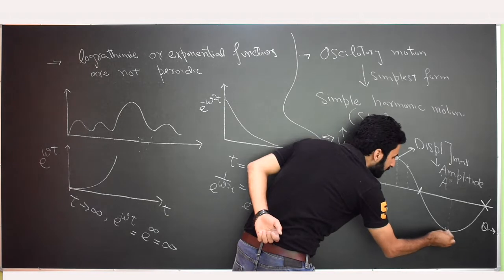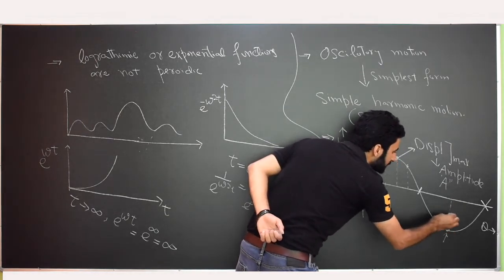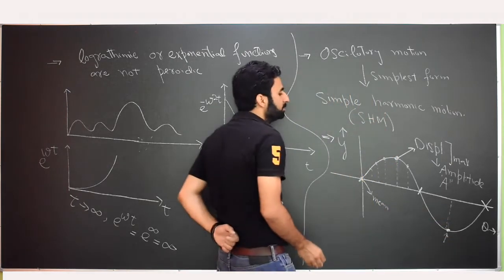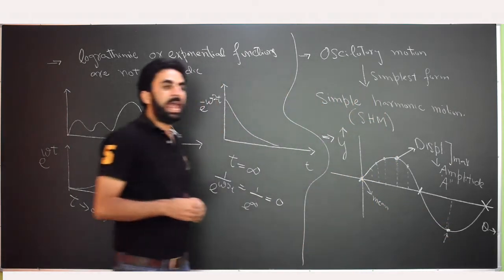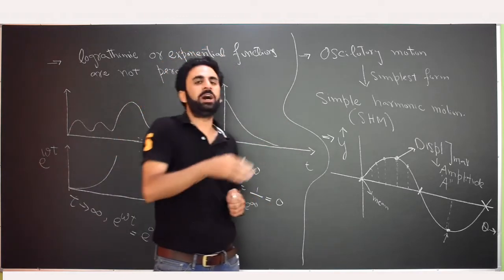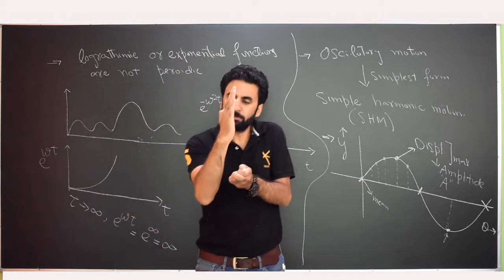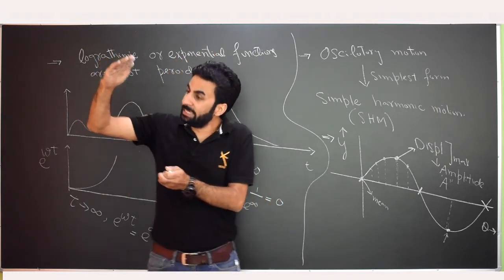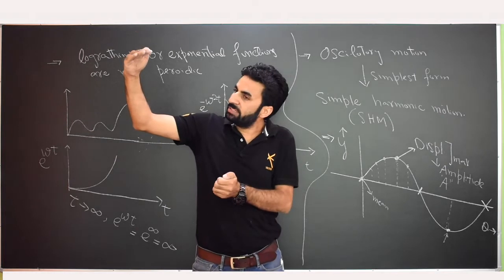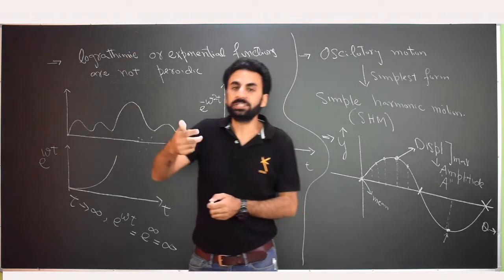If you see here, the displacement of a particle from the mean position is known as amplitude, and the position from which the particle retraces its path. Suppose we have a simple pendulum, going to this extreme and then coming back. The position from which the simple pendulum comes back is known as the extremum or extreme position.